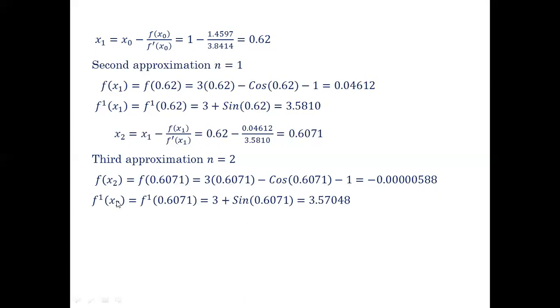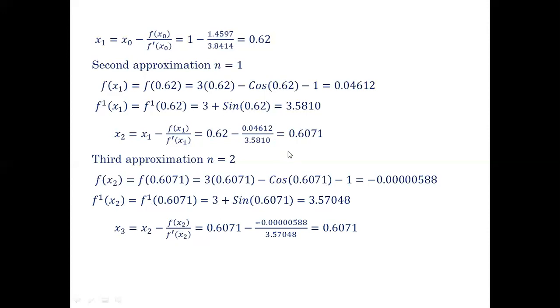Then find f dash x2, that is f dash of 0.6071. Substitute f dash x is equal to 3 plus sin x, that is 3 plus sin of 0.6071. After simplification, 3.57048. Therefore, third approximation formula is x3 is equal to x2 minus f of x2 by f dash of x2.